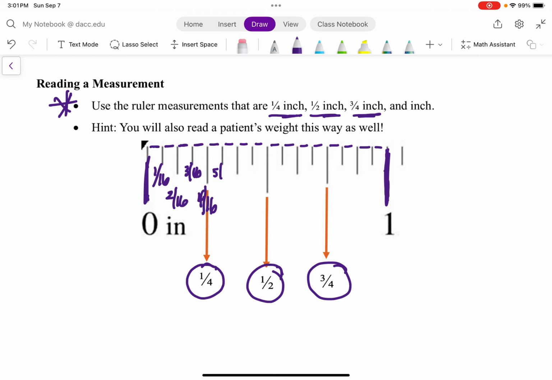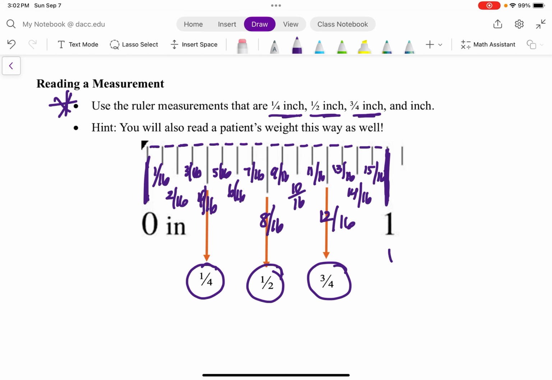Then we have 5/16, 6/16, 7/16, 8/16, 9/16, 10/16, 11/16, 12/16, 13/16, 14/16, and 15/16. Then finally, the last one is 16/16, which is why that equals 1.